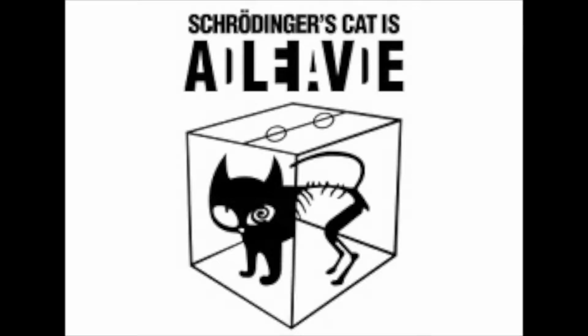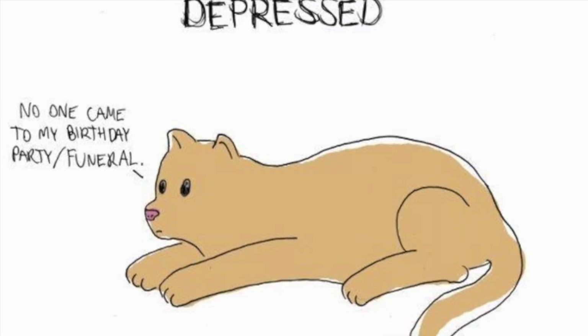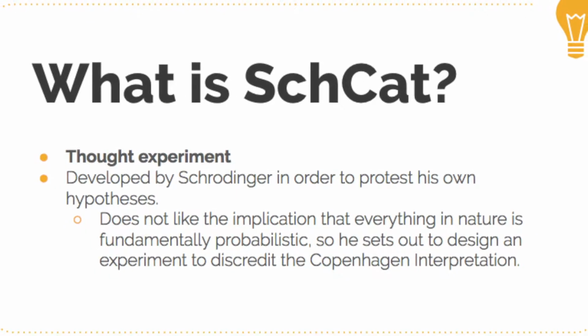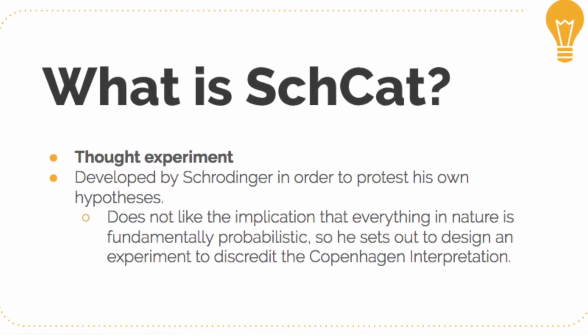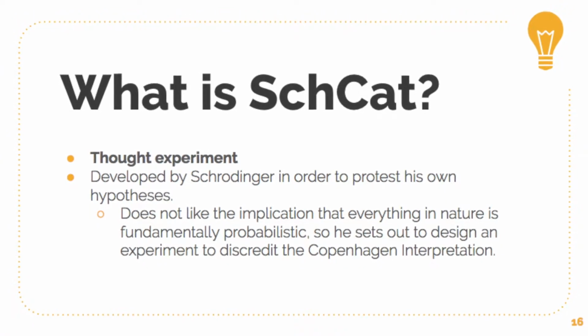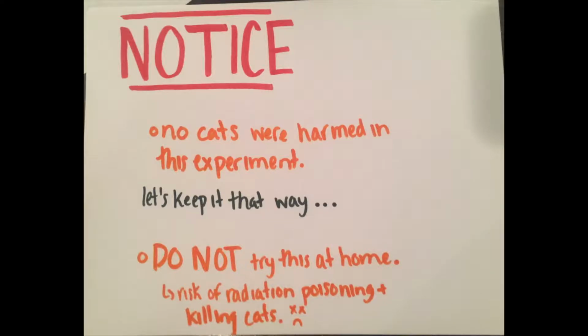Schrodinger's cat was a thought experiment developed by Erwin Schrodinger in order to protest his own hypotheses. He really didn't like the implication that everything in nature is fundamentally probabilistic, so he set out to design an experiment to discredit the Copenhagen interpretation. It's a little bit weird, but also sort of awesome. Most important thing is do not try this at home, and no cats were harmed in this experiment, because as its name suggests, it is a thought experiment and it's purely theoretical.